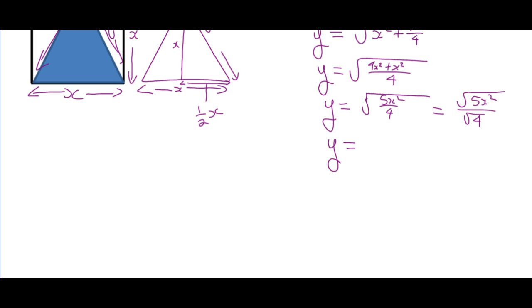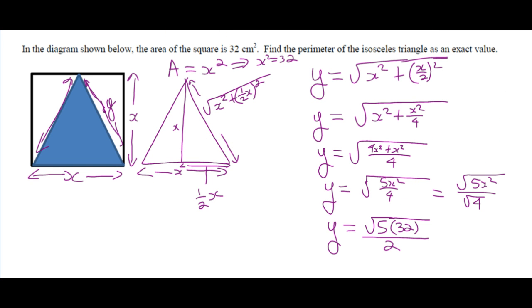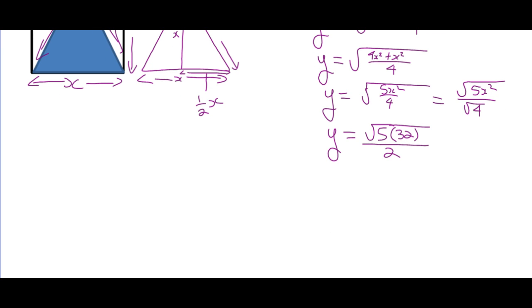Okay, so y is equal to root 5 times 32 over 2. Where did 32 come from? x squared is 32, right? They told us the area was 32. The area is x squared, and I just happen to have an x squared. That's why I didn't bother pulling that out and going x root whatever, because I know what x squared is. Okay, so what's 5 times 32?